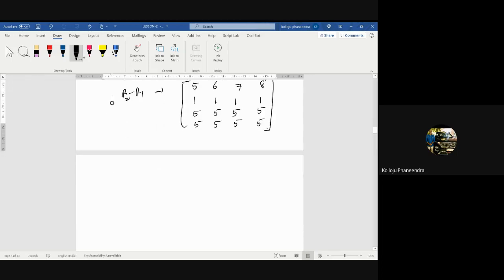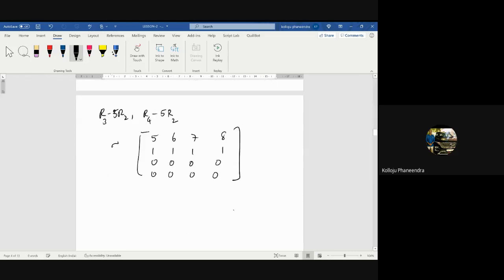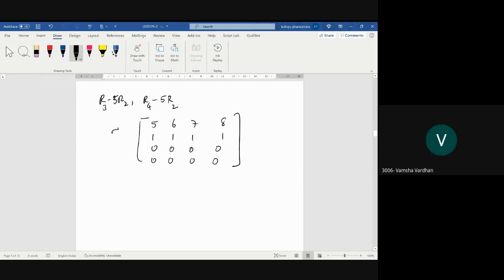Now, clearly what is the next thing? I will write R3 minus 5 R2, R4 minus 5 R2. Multiply the second row by 5, subtract from the third and fourth rows. What it gives? 5, 6, 7, 8, 1, 1, 1, 1, 0, 0, 0, 0, 0, 0, 0, 0. Is it echelon form? No, sir. No, right? Because in the first row there is no 0.